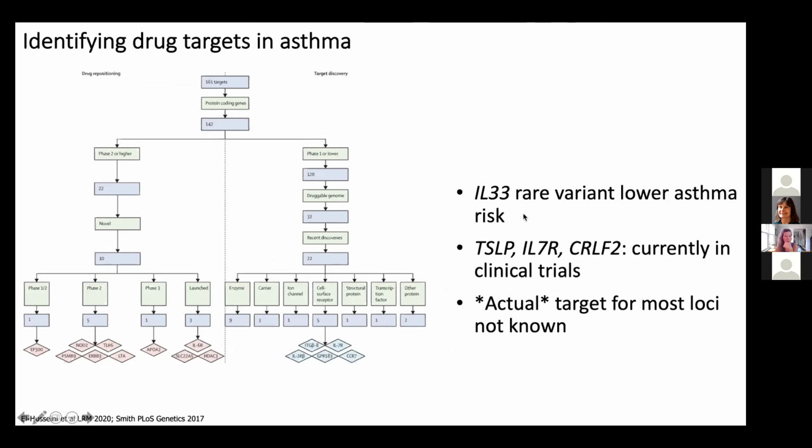There's also really interesting things like this IL-33 rare variant that leads to lower asthma risk and doesn't seem to have any adverse effects. So again, an important sort of PCSK9-similar example. But as for most diseases, the actual target for most of these loci is not known. This is a diagram where the authors of this paper actually try to deconvolute some of this asthma, assign a causal gene, and identify some drug targets.